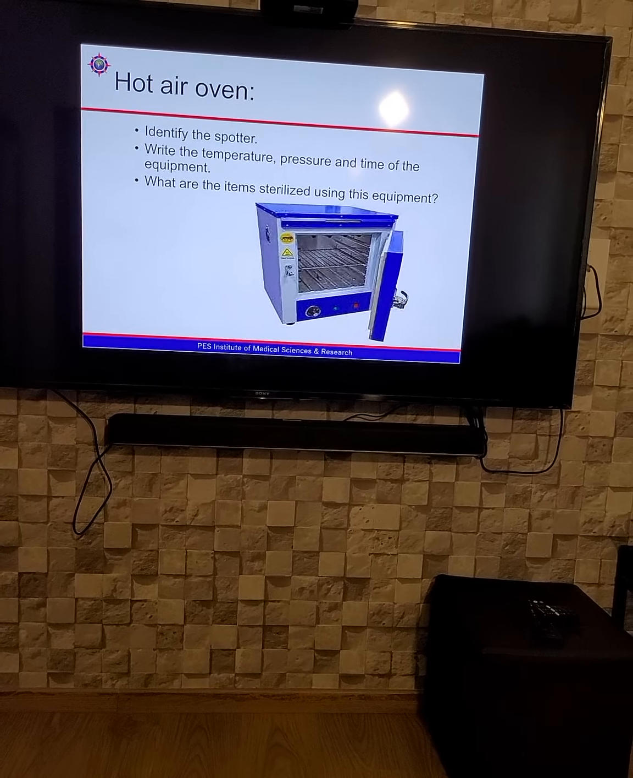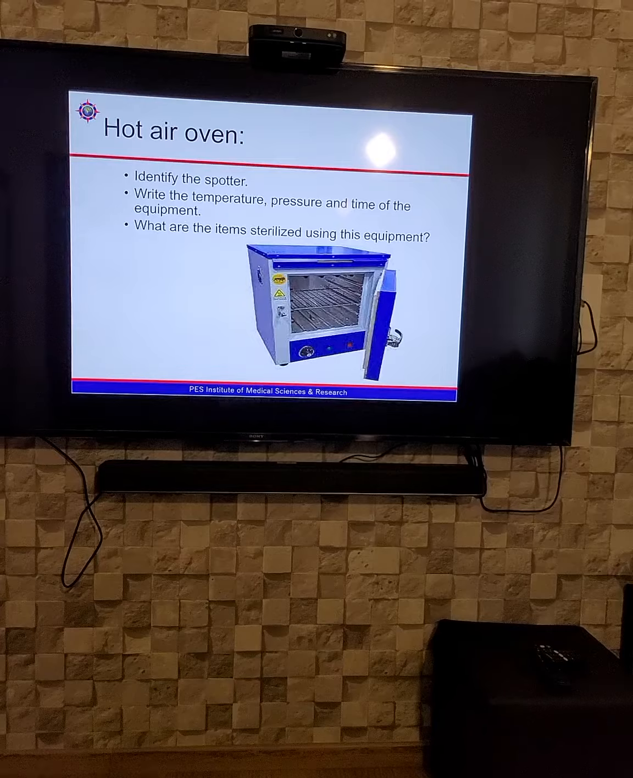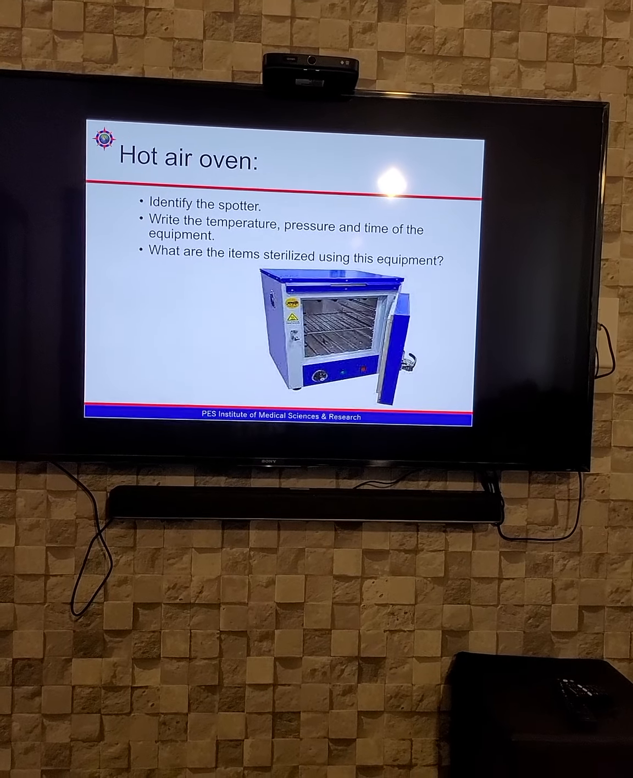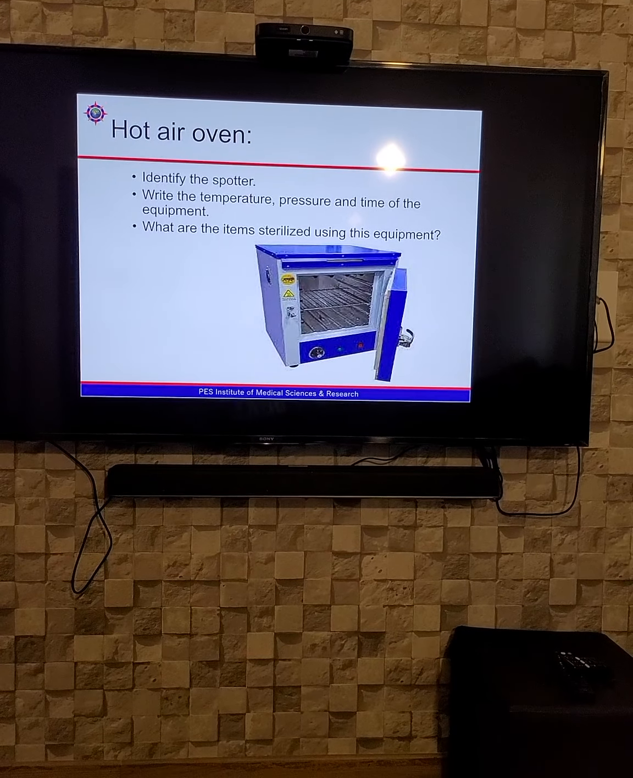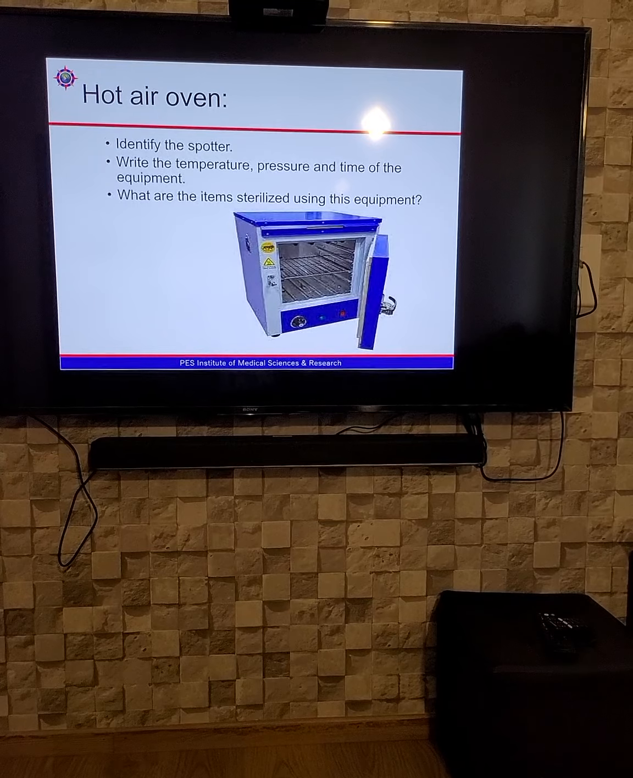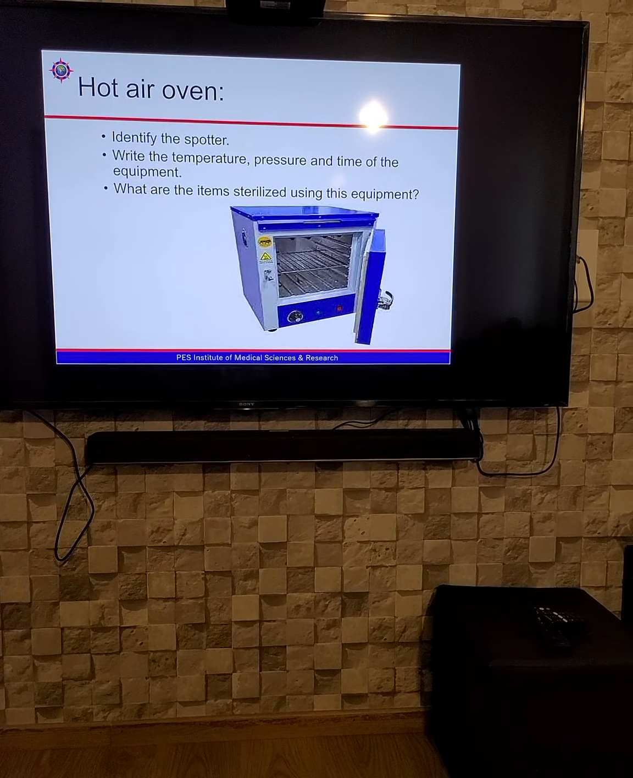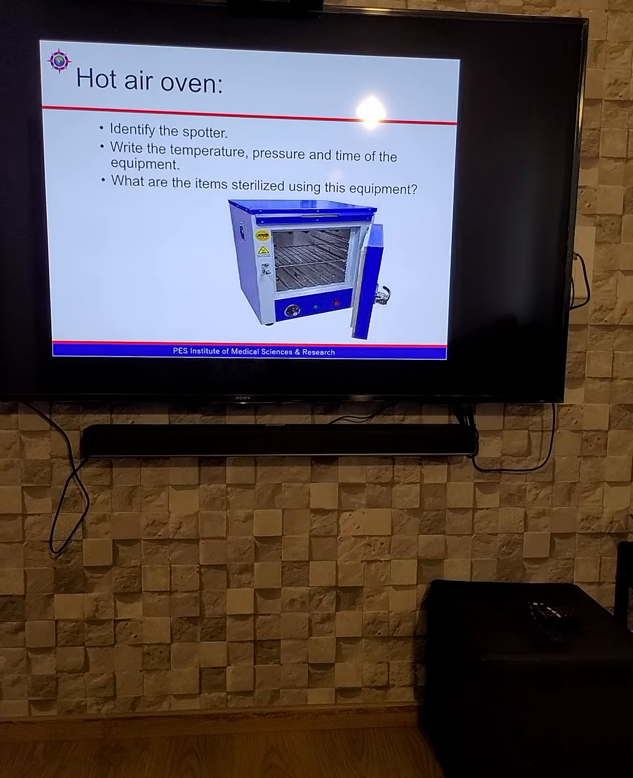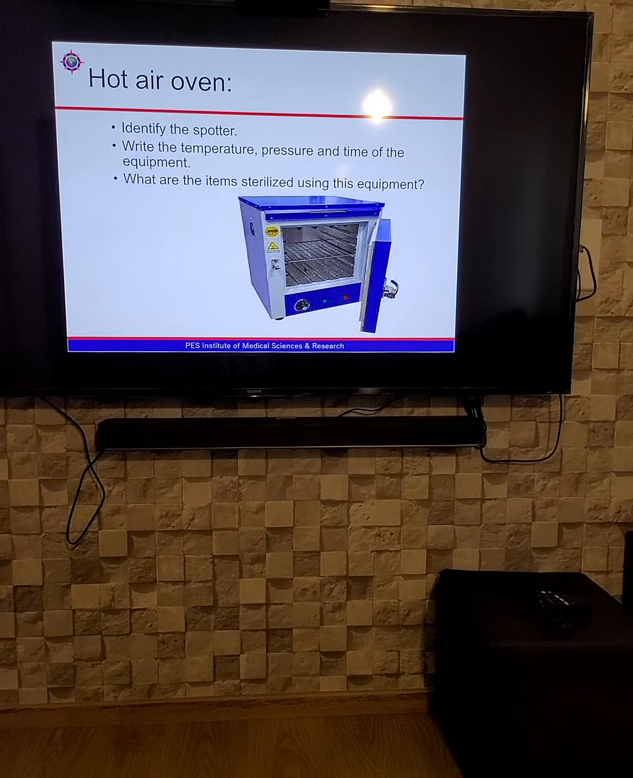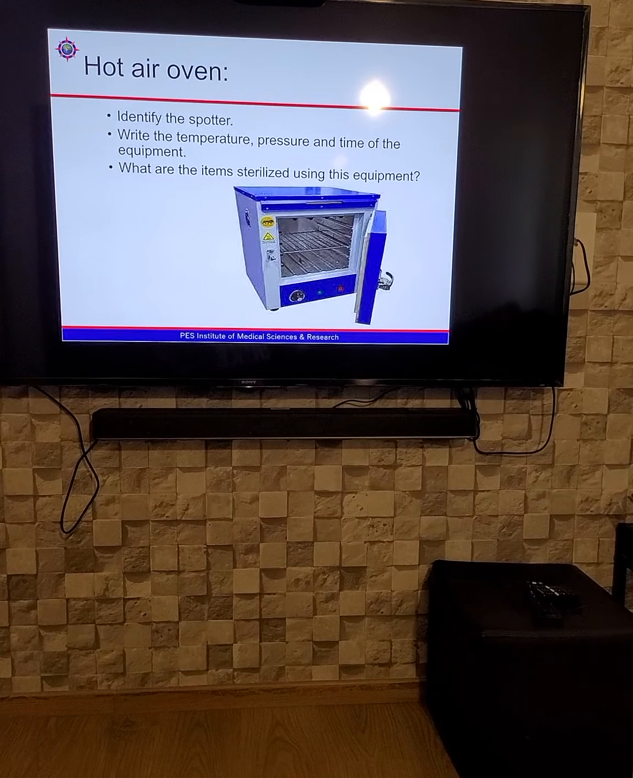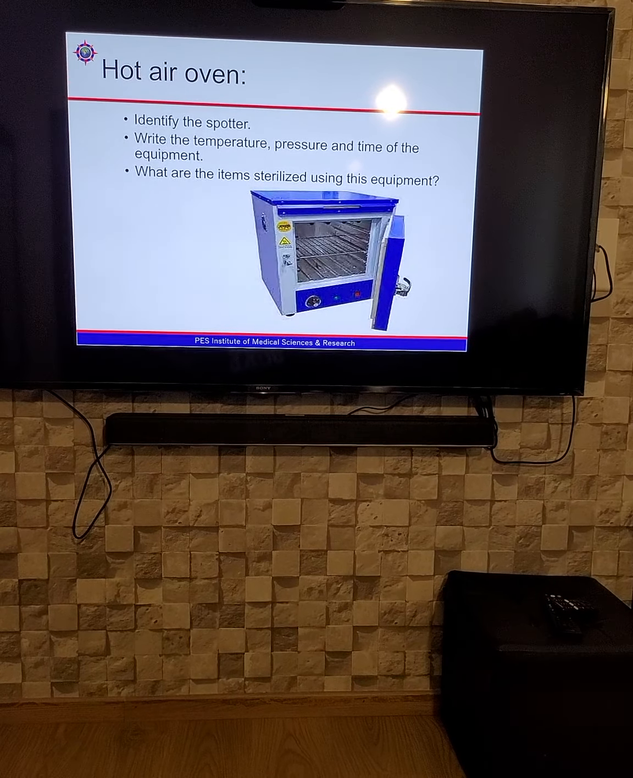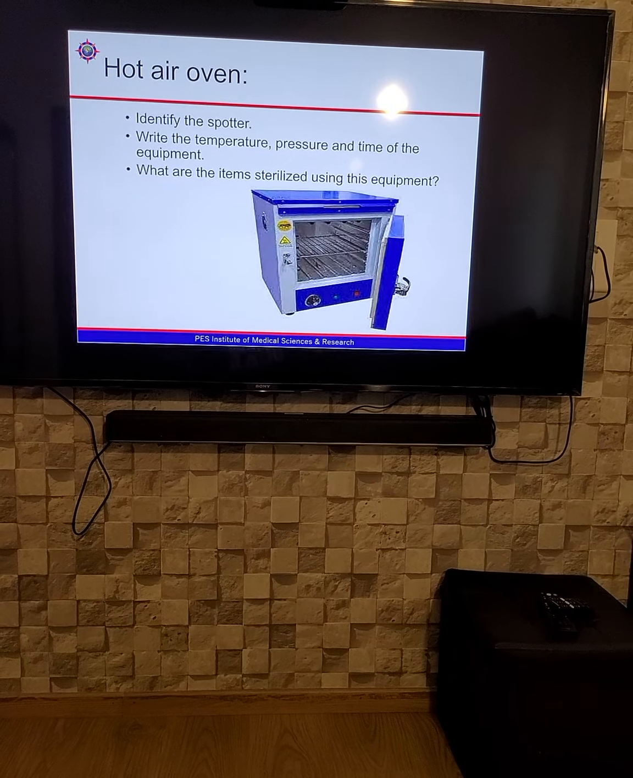Hot air oven. Dry heat is used. Temperature employed is 180 degrees for 1 hour, 160 degrees for half an hour. So all instruments, glasswares, swabs, antibiotic solution, oils, instruments are sterilized in this. Glasswares, very important. Glasswares are sterilized.